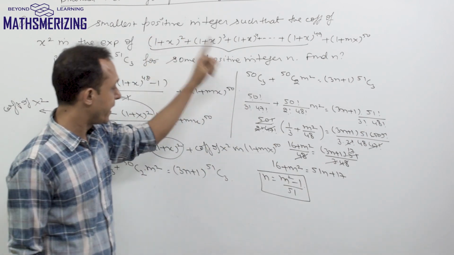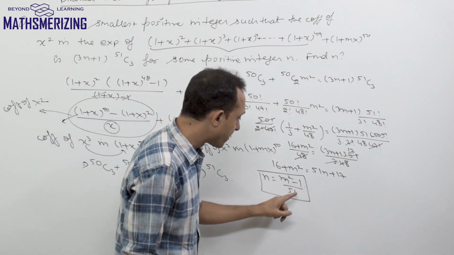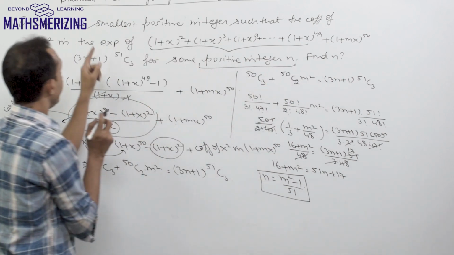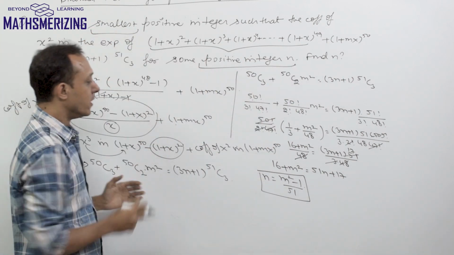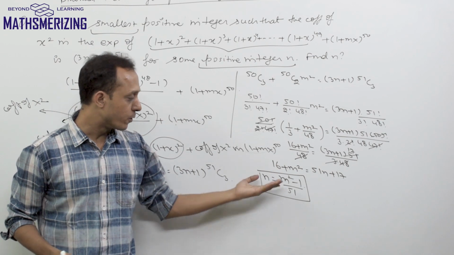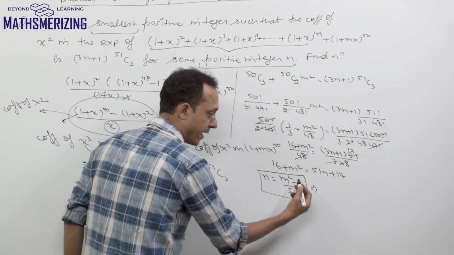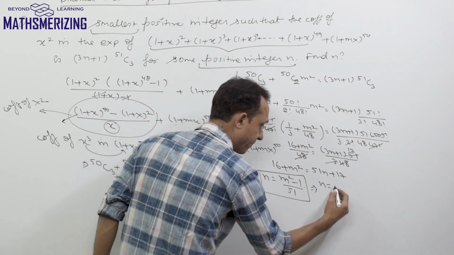Now I need to put the value of m, so that (m² − 1)/51 results in a positive integral value n, and this m has to be the smallest value. So I can start with 1, 2, 3, 4. Eventually, if you work it out, I think the value of m you should get is 16. So I'll write m as 16.